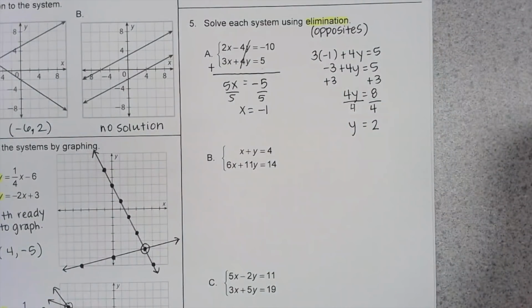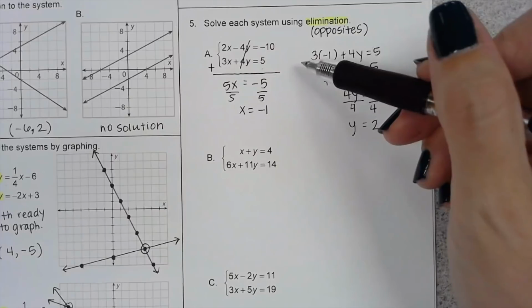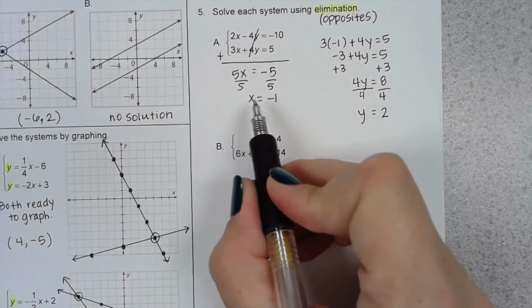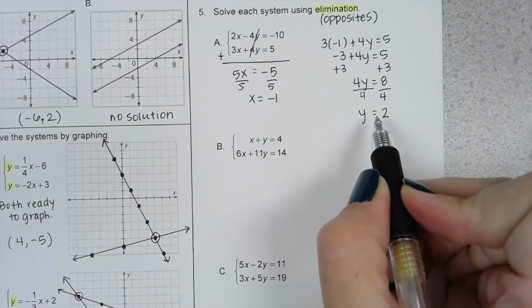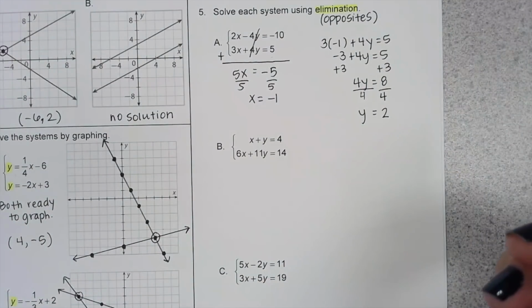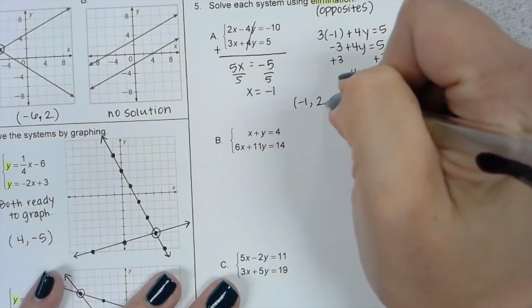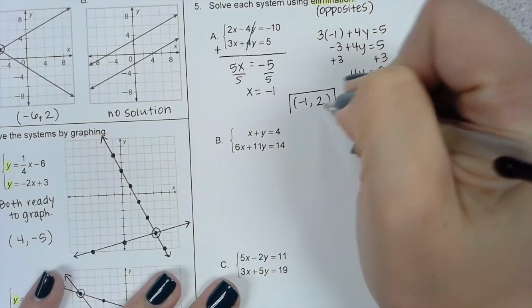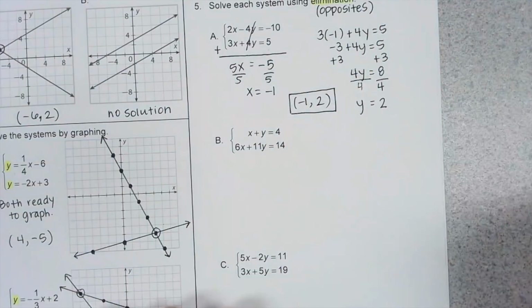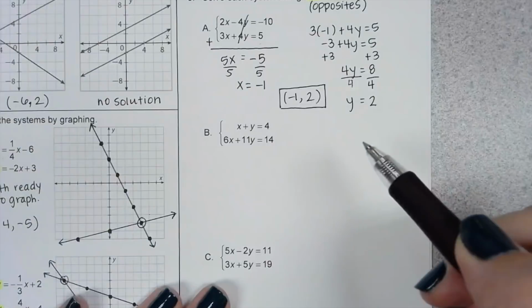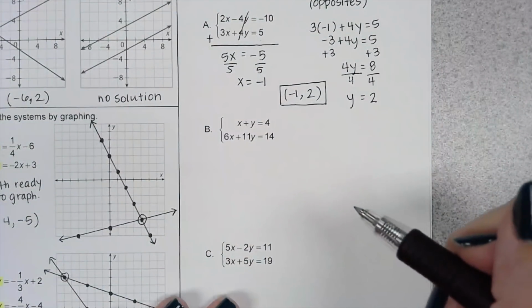Remember, though, the answer to this question, so the answer for number 5a, is the point where the two lines cross. So I got x equals negative 1, I got y equals 2, and so the point where these two lines cross, I'll write it right here in the middle, is going to be negative 1, comma 2. So that's the answer to the question. When you're solving them, a lot of times students will just put boxes around these two things, but you have to write it as an ordered pair because that's the point where the two lines cross.